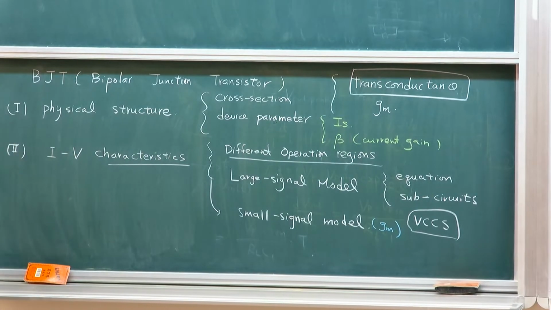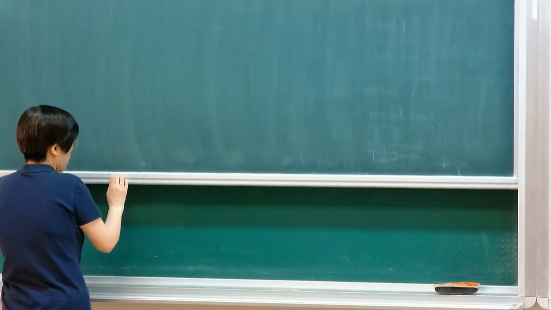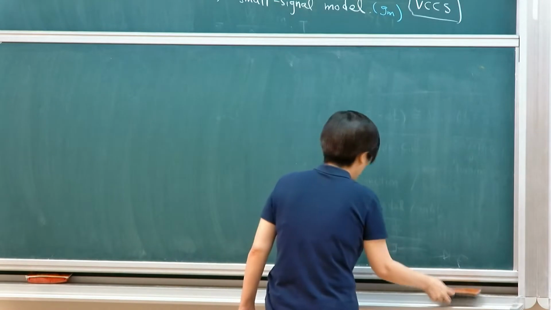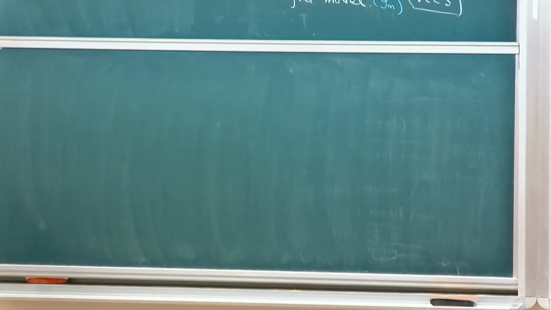Okay, so these are the key things you need to make sure that you catch when we move on to more complicated discussion. So we're going to briefly talk about the operation mechanism as well. So what is a bipolar junction transistor?